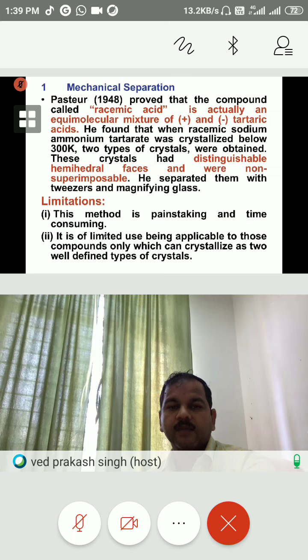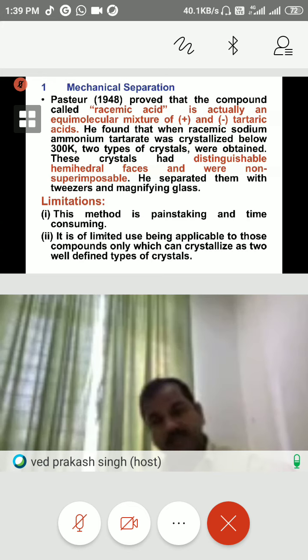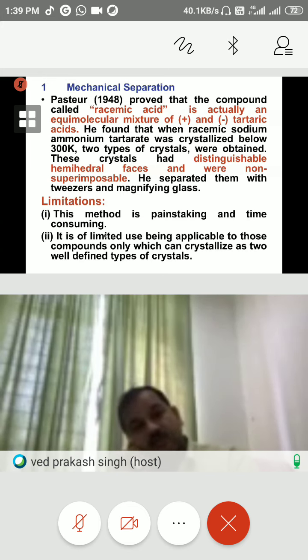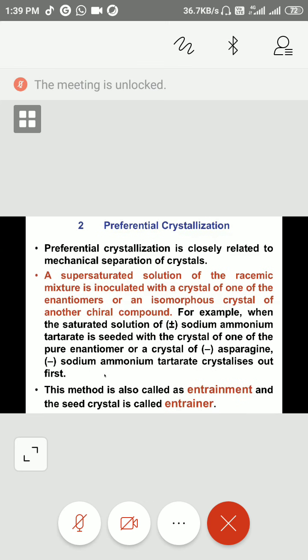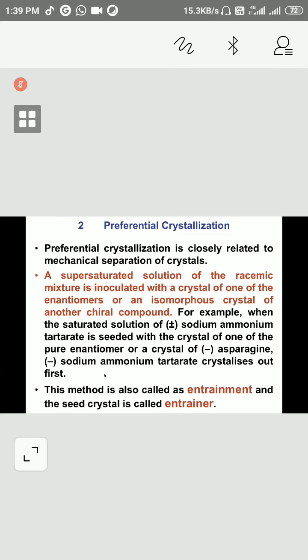And crystallization method is the best method. You can preferentially crystallize any one enantiomer, and you can easily crystallize an enantiomer in a co-crystal form. If you want to crystallize R, a supersaturated solution of the racemic mixture is inoculated with a crystal of one of the enantiomers or an isomorphous crystal of another chiral compound.